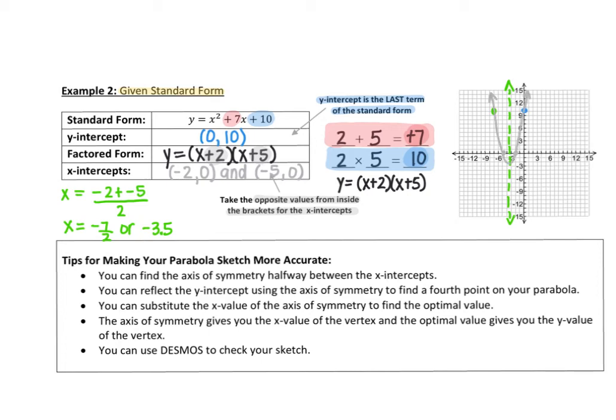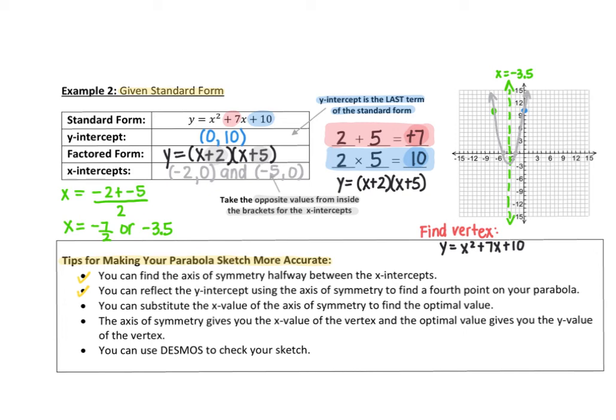If we want to make our parabola sketch more accurate, we have some choices. We've already found the axis of symmetry halfway between the x-intercepts. We've reflected the y-intercept using the axis of symmetry to find a fourth point on our parabola. We might go even further by finding the vertex. To do this, we know that the vertex will fall along the axis of symmetry, so it will have an x-coordinate of negative 3.5. We can substitute this value into our standard or our factored form equation to help us find the y-coordinate of the vertex.